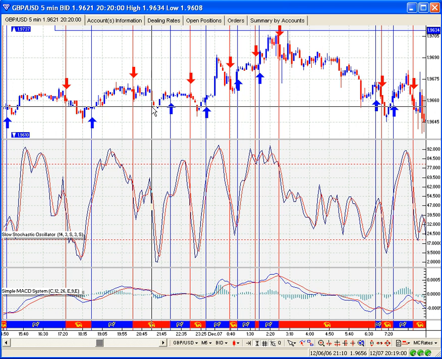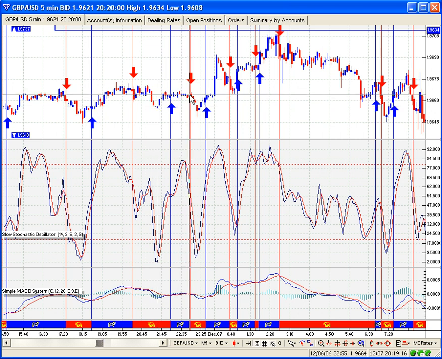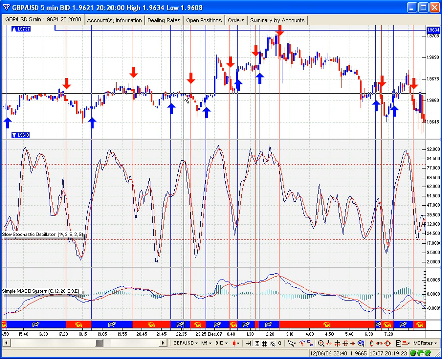Next move here, 656 to 665. You will make money here. 656 to 665 is only 9 points, but 9 minus 4 spread, you will make 5 points there, because you haven't put a stop loss. You know exactly that you have to sell here because of this crossover.